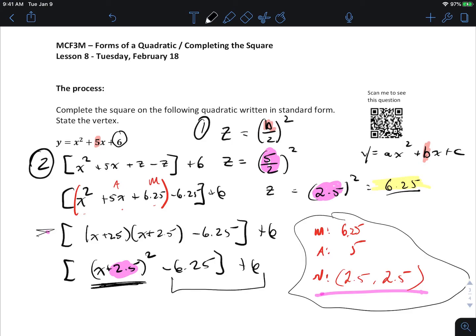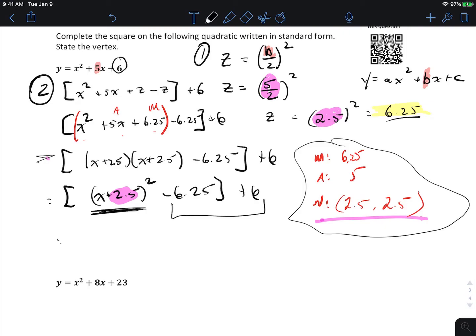And I have you putting the square brackets in for a different reason, just to prep us for tomorrow. So don't worry about the square bracket business for now. They're there to prep you for the stuff we do tomorrow. Okay. So all you have to do is what's negative 6.25 plus 6. And that's your final answer. That's vertex form.